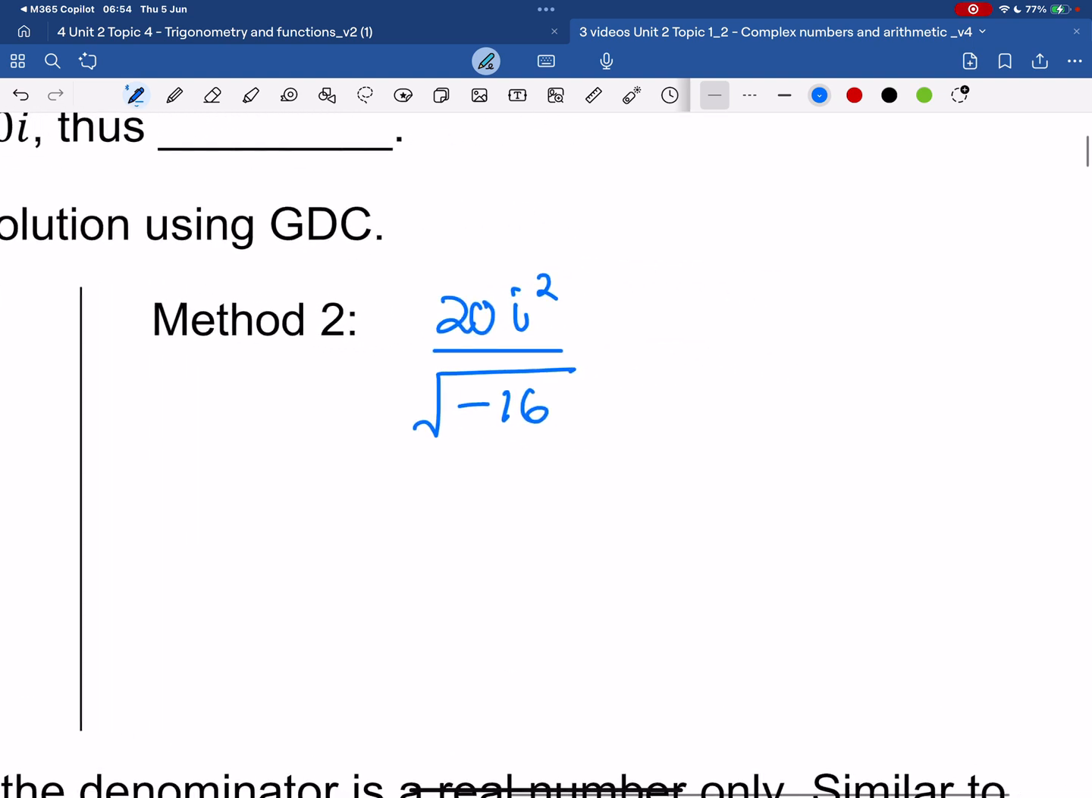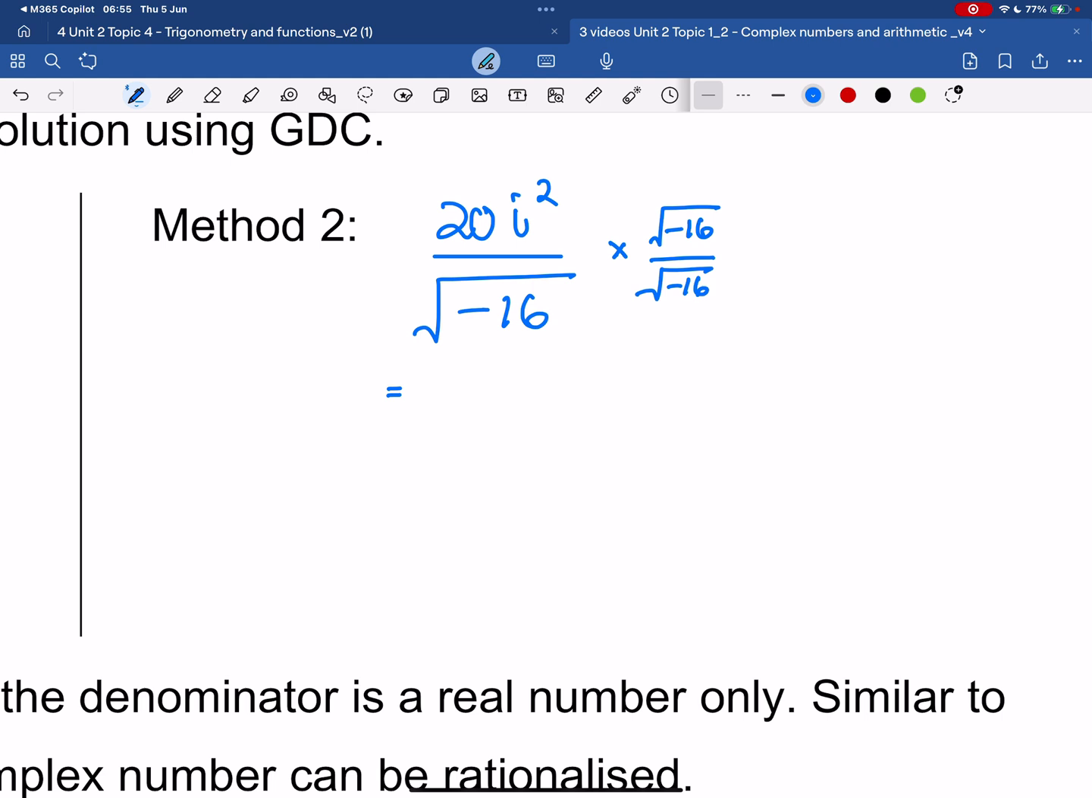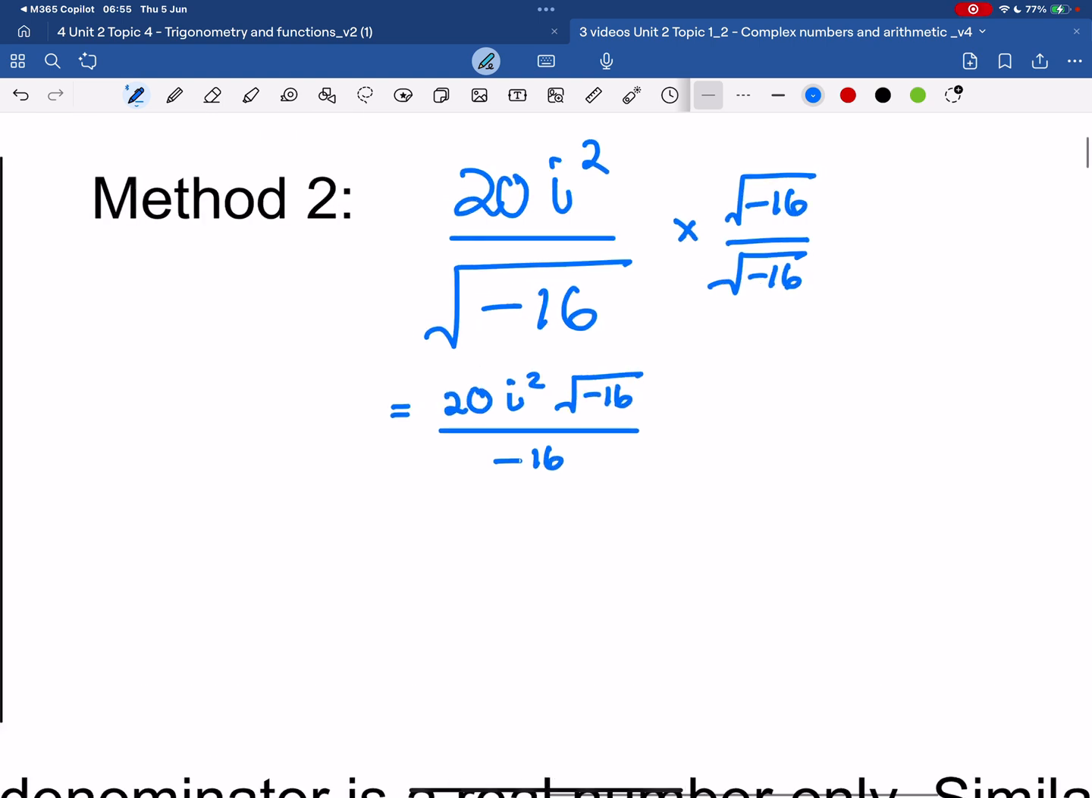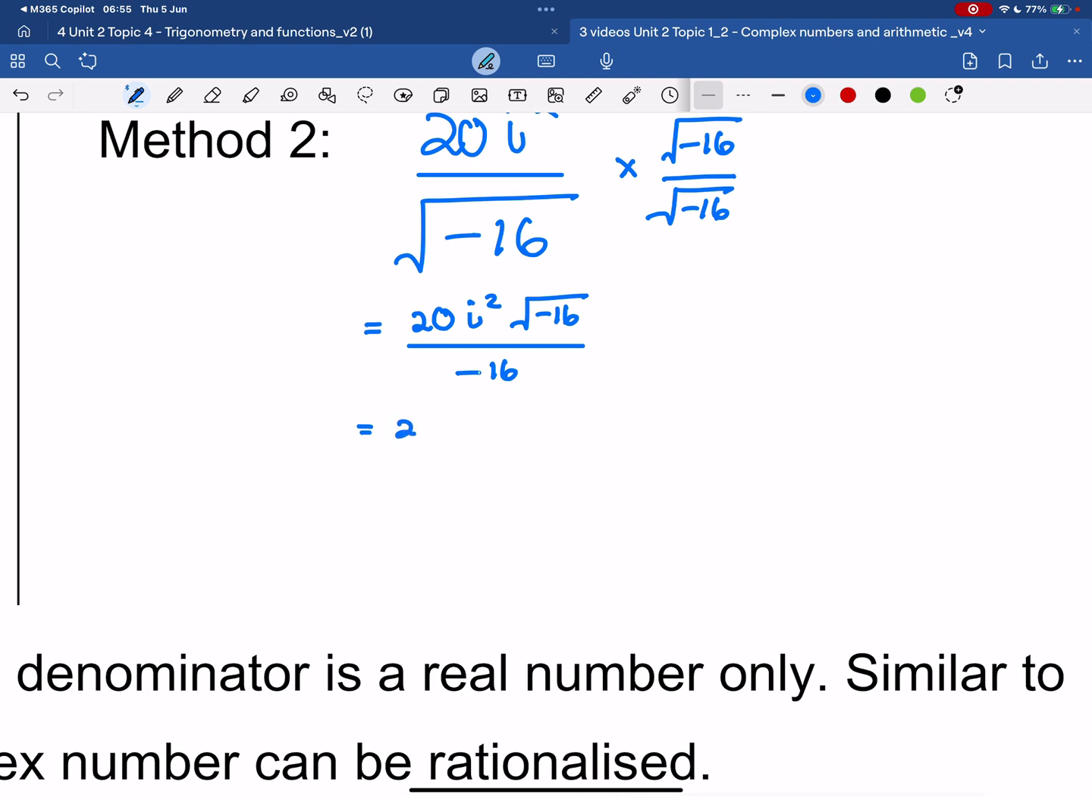Now, in this method, I realize I have the square root in a denominator, so I'm going to rationalize first. So I'm going to multiply by the square root of negative 16 over the square root of negative 16, so that I have 20i squared times the square root of negative 16 over negative 16. And then I realize I've got the square root of a negative number. So I'm going to create my complex number.